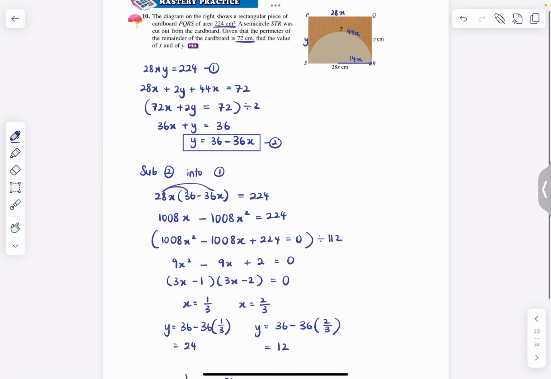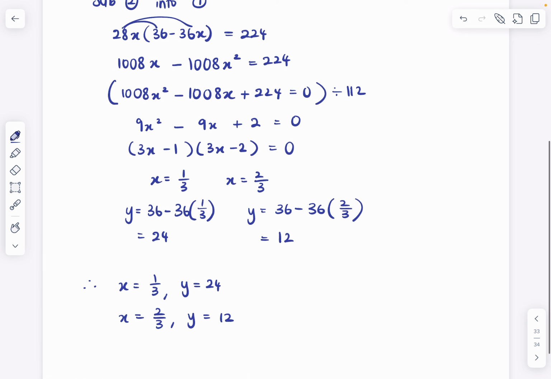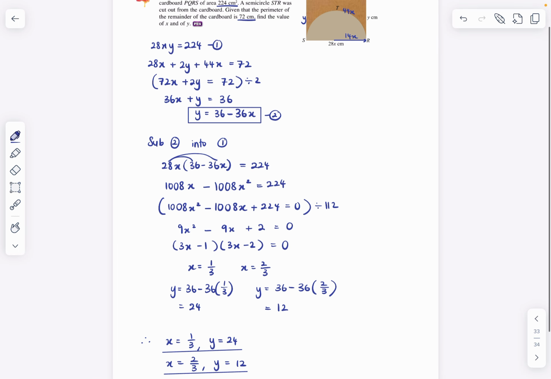Let's see if x can take these values. Both values can be accepted because there's no negative. So both are possible values. So this will be the final answer. Done.